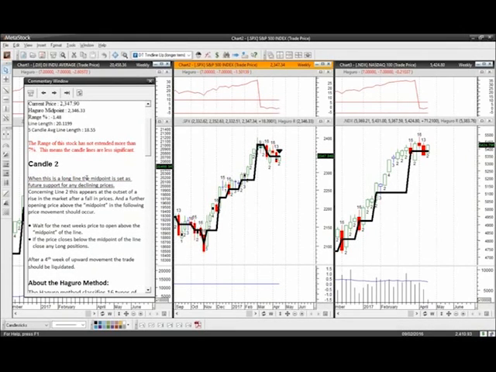When this is a long line, the midpoint is set as future support for any declining prices. Concerning line 2, it appears at the outset of a rise in the market after a fall in prices. So what we're looking at here is this fall in price that we had with the S&P. It happened with the Dow as well as the NASDAQ, pretty much market wide. But we've established kind of a new support line. So we may want to start taking a look at long positions at that point.